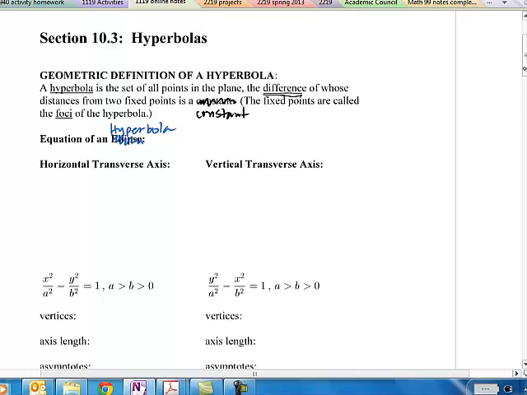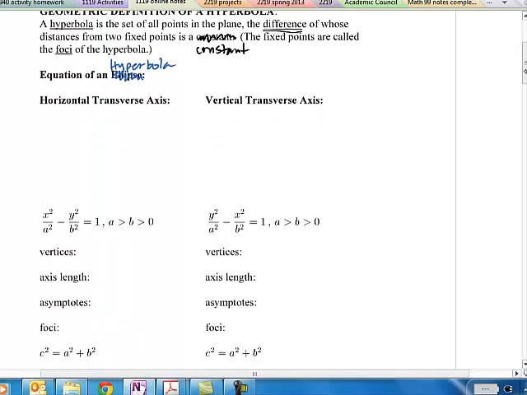The equations for hyperbolas will be one of two forms. You'll notice down here we'll either have x squared over a squared minus y squared over b squared equals 1, or y squared over a squared minus x squared over b squared equals 1. a and b are both greater than 0, and the relationship between the two doesn't matter, just that they're both positive.